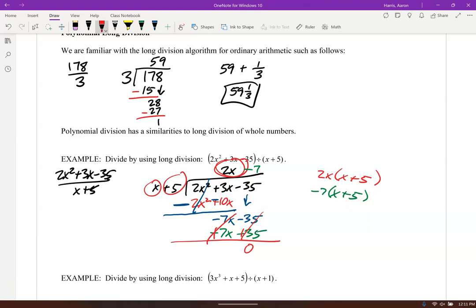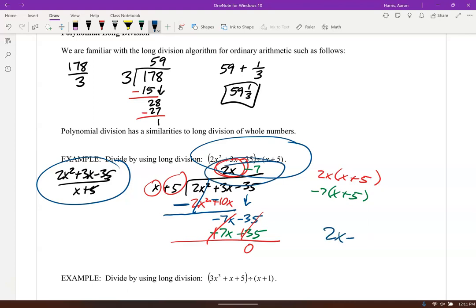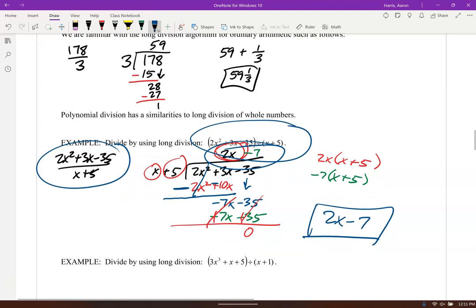So the answer to this, if you write it out horizontally, is my quotient, 2x minus 7. That's the answer on that. Okay? Let's do some more.